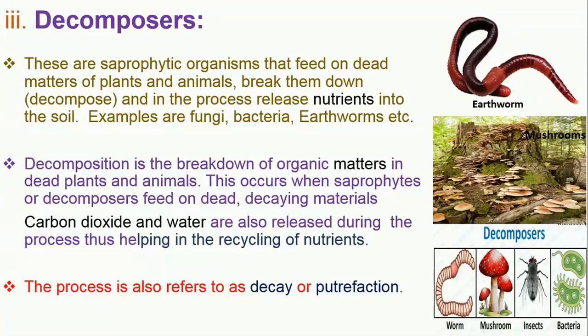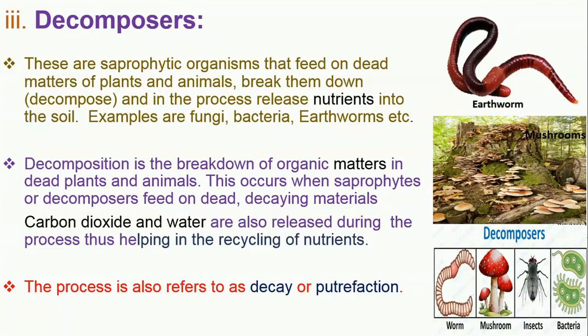Now, examples of decomposers: we have fungi, bacteria, and earthworms. Let me go further by telling you that we have two categories of decomposers. We have the micro decomposers, that means MICRO, the tiny ones that you cannot see except you look at them through a microscope. So fungi and bacteria are examples of micro decomposers.